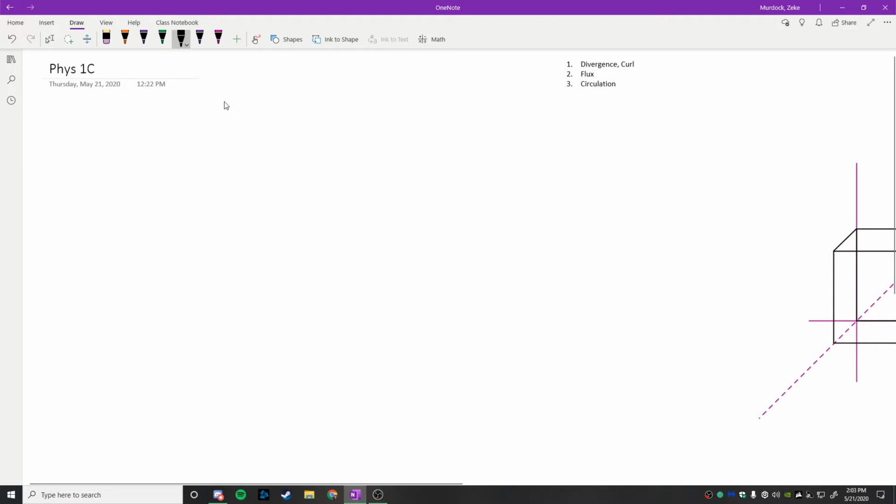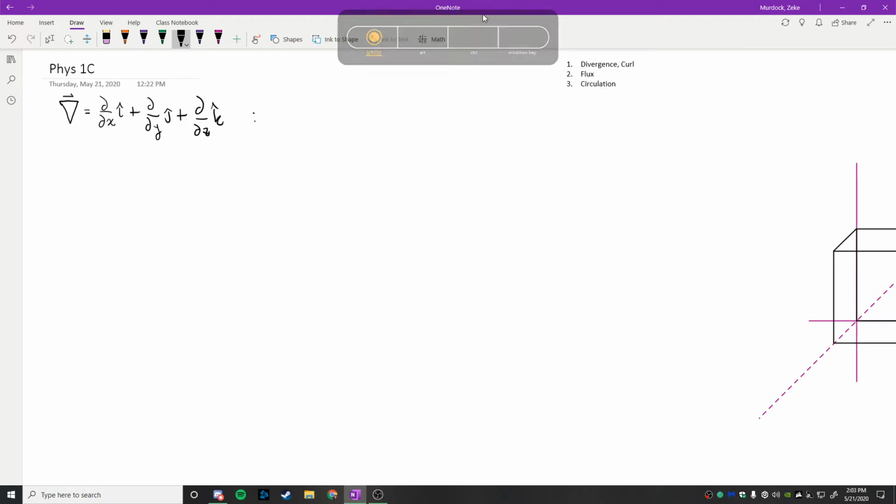So early on in this class, we were introduced to something I call the del operator. There's a lot of different names for it. But it's basically this upside down triangle, and it's a vector operator, and it looks like this: the partial derivative with respect to x times i hat, plus the partial derivative with respect to y times j hat, plus the partial derivative with respect to z times k hat. This is one of the representations of this mathematical object. And it can be used to define really three different operations, at least. There's more than this, but one of them is called the gradient.